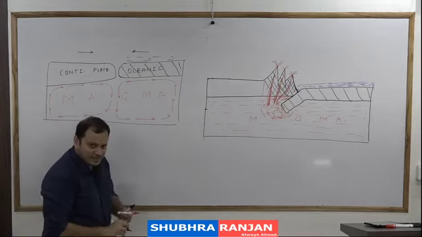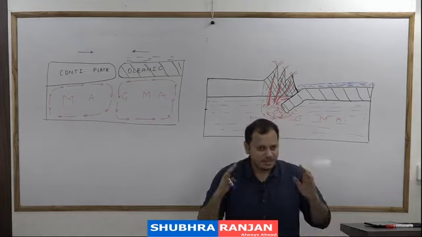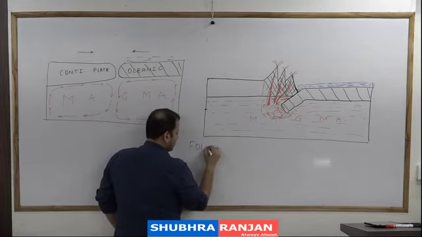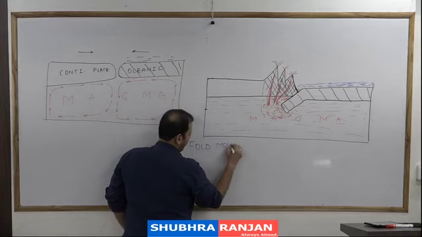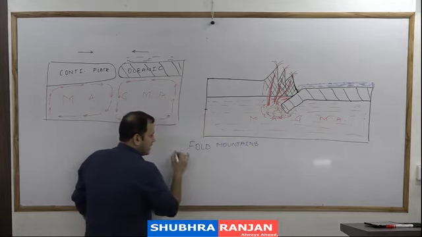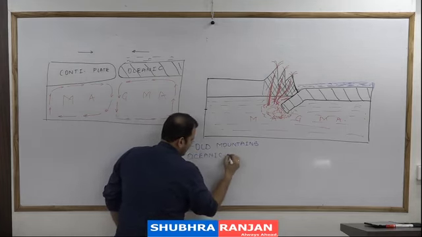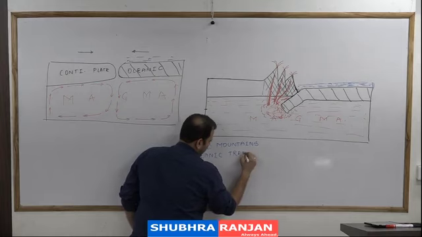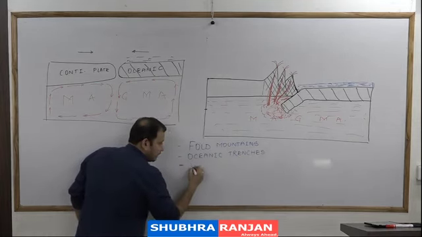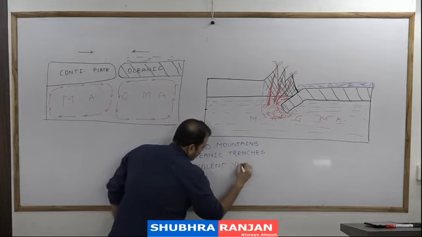So can I say that in the regions where there is an ocean-continent convergence, first of all there are fold mountains? Can I say there are oceanic trenches parallel to the fold mountains? Can I say there are violent volcanic eruptions, not the silent kind, but the violent kind of volcanic eruptions?